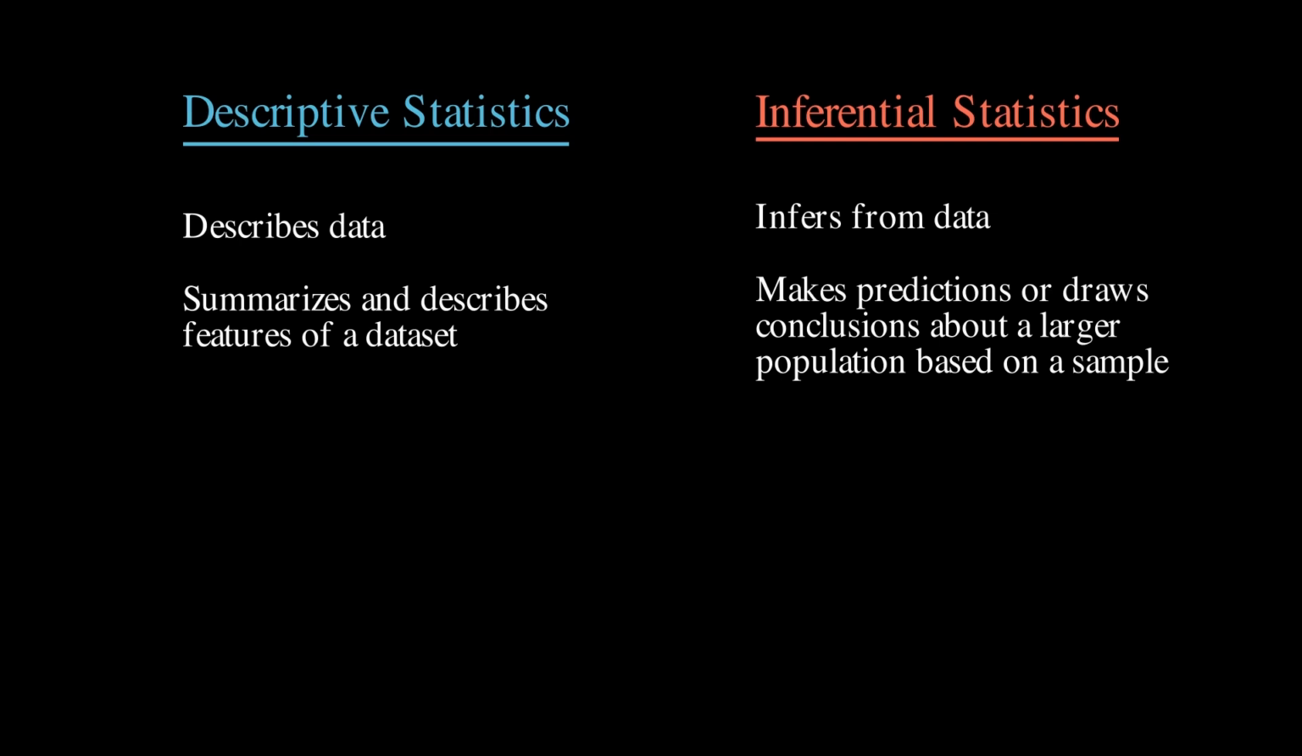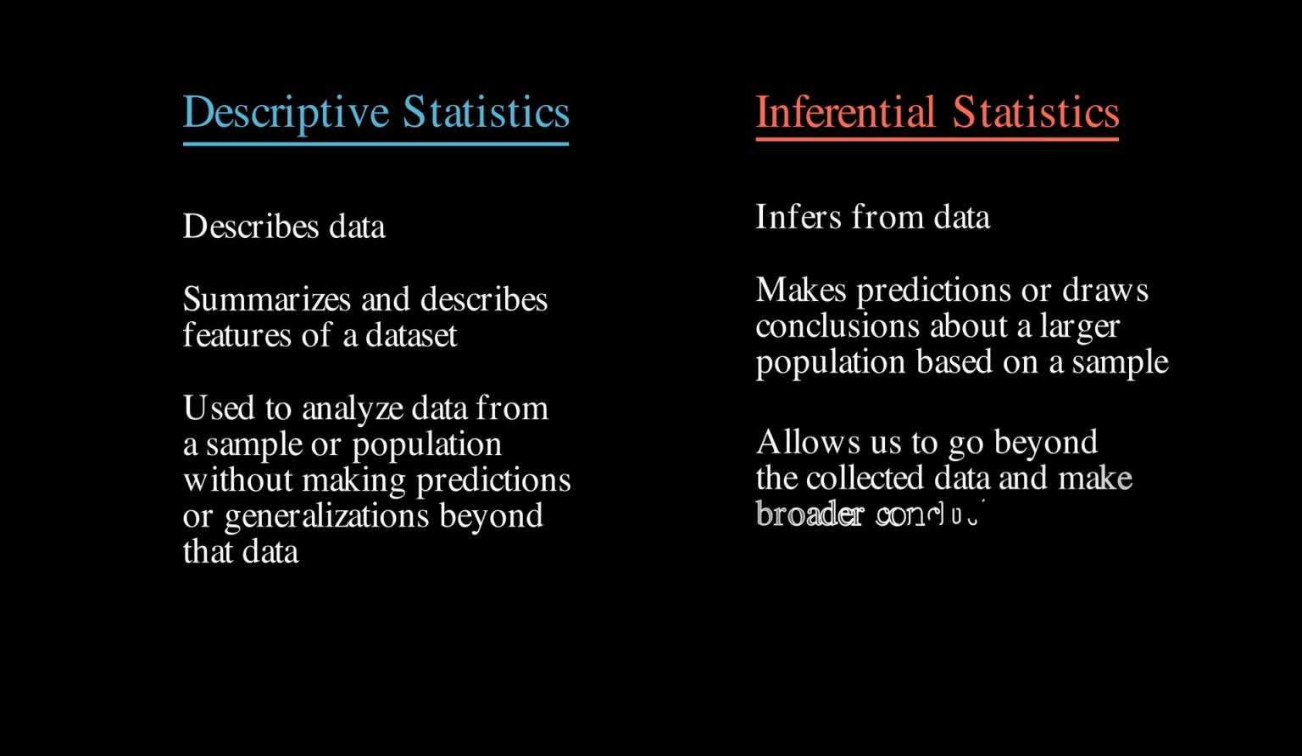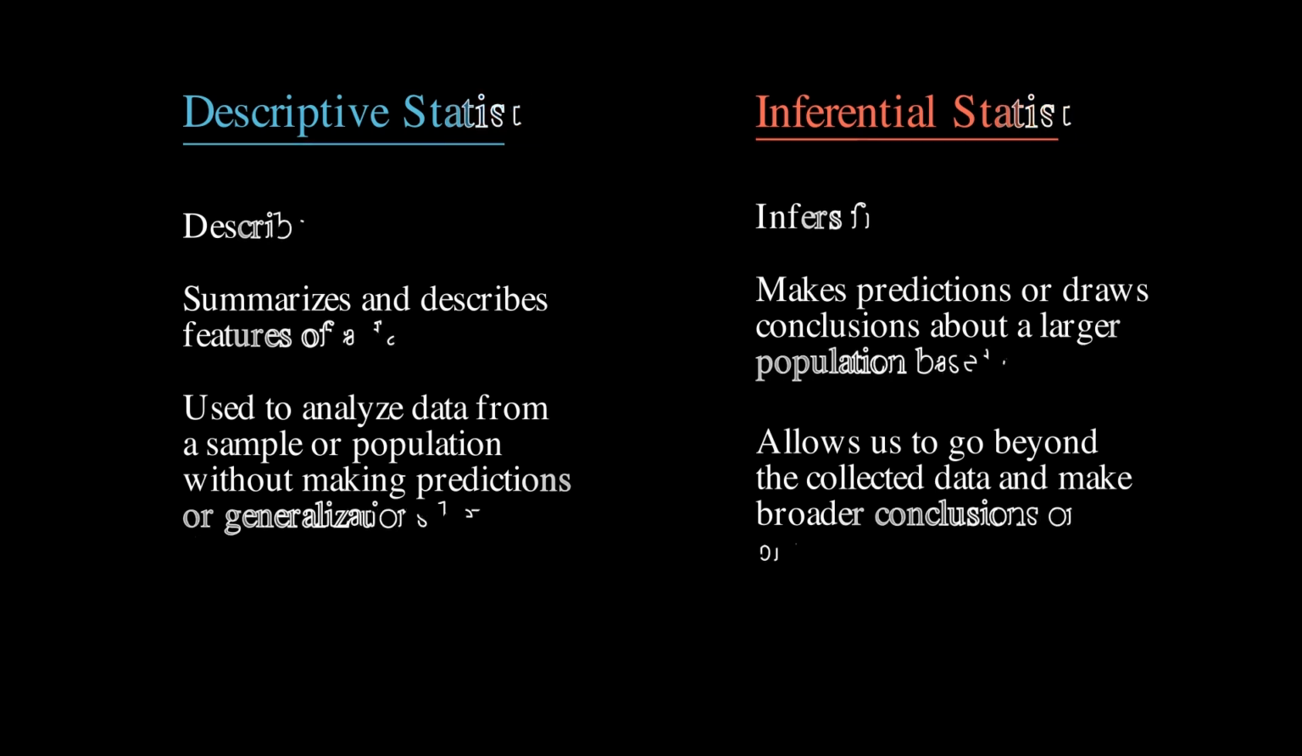We use descriptive statistics when we want to analyze data from a sample or population without making predictions or generalizations beyond that data. In contrast, inferential statistics allows us to go beyond the collected data and make broader conclusions or predictions. Before continuing, it's important to understand the difference between a population and a sample.